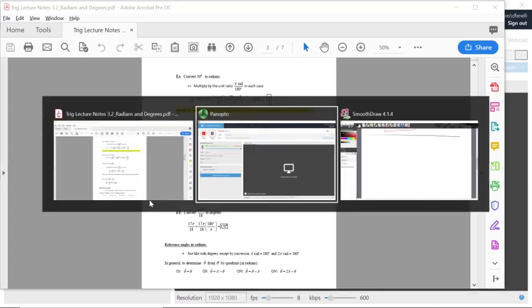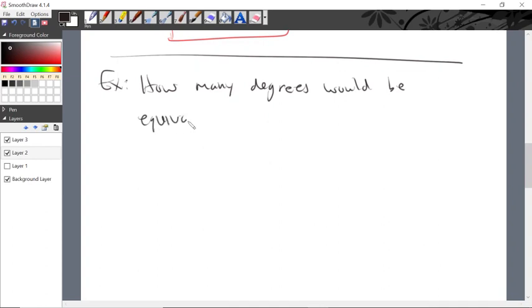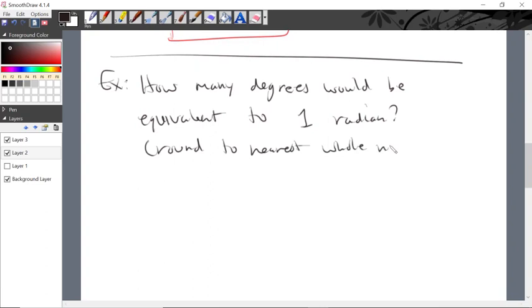Okay. So I'll do one more example here. How many degrees would be equivalent to 1 radian? Let's round to the nearest whole number in this case.